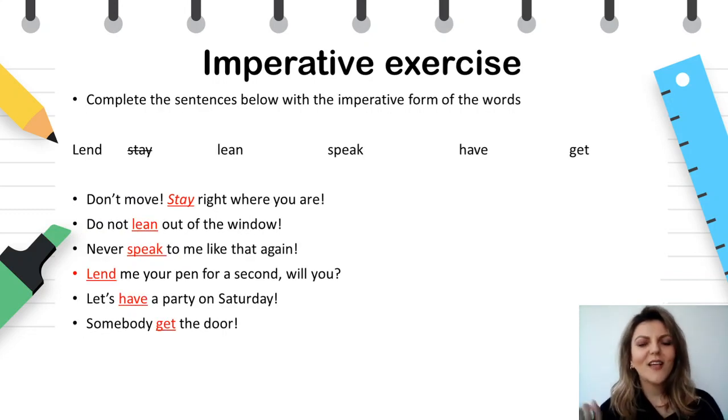Okay, let's see what you guys did here. The first one, which was already done for you guys, said, don't move, stay right where you are. Do not lean out of the window. Never speak to me like that again. Lend me your pen for a second, will you? Let's have a party on Saturday. And somebody get the door. If you realize, all of the affirmative sentences are used with an exclamation mark in English.